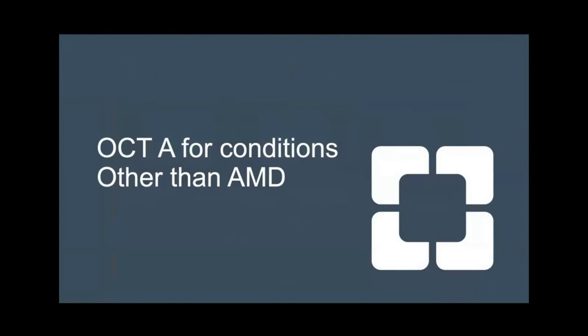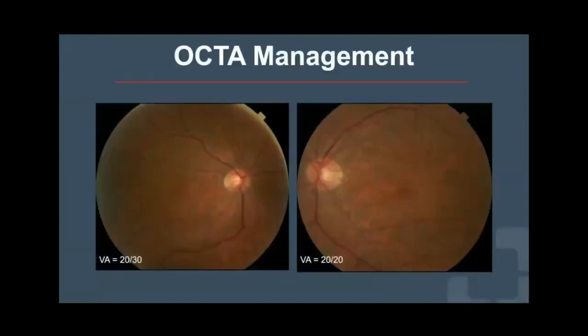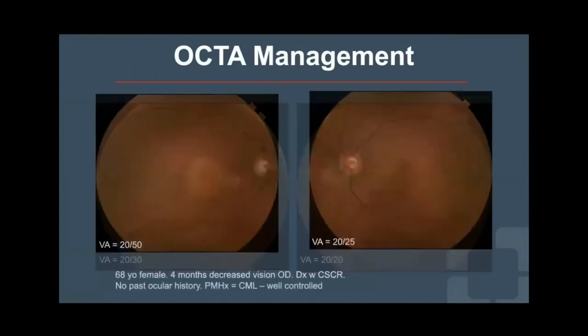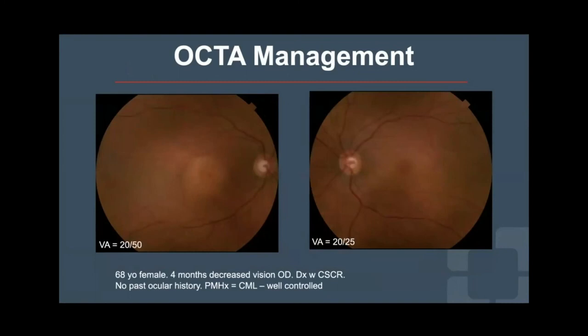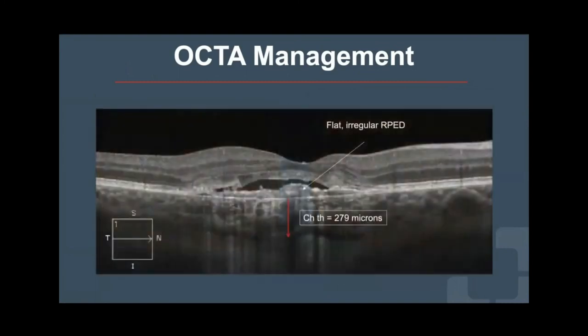Let me focus for a moment on my patients with other AMD conditions. And this is where I think, again, OCT-A really shines. This is a patient with central serous in the right eye. 20/50 visual acuity was the change in vision you saw here. She had 4 months of decreased vision. And here you can see on this patient's picture that there's a regular flat RPE detachment area with a very thick choroid.